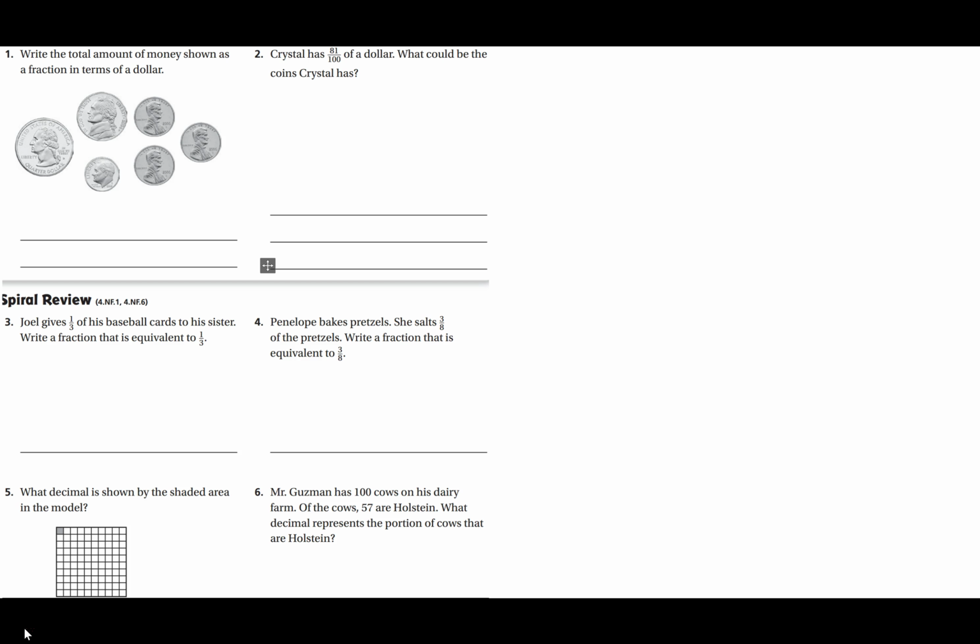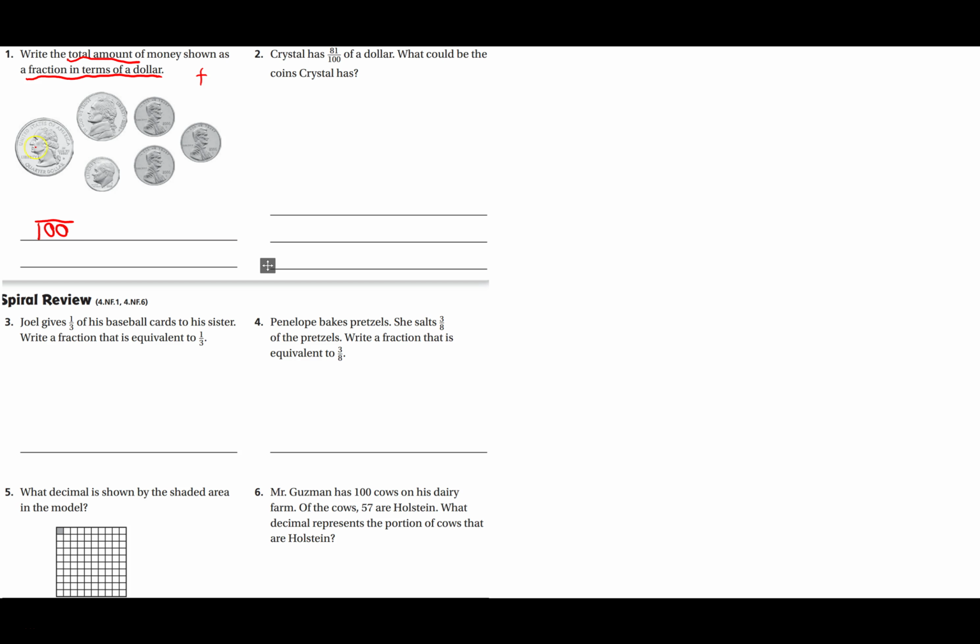All right, well, let's get started. Number one, write the total amount of money shown as a fraction in terms of a dollar. So we want the total amount, so we know we're going to be adding all this money, and we want to write it or show it as a fraction in terms of a dollar. So in terms of a dollar, if we're writing a fraction, how many parts are there that make up a whole dollar? Well, to get a whole dollar, we have 100 pennies. So that's our denominator, 100 parts to get a dollar.